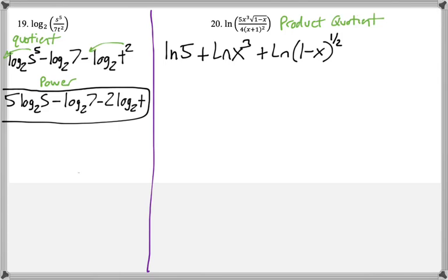And then I'm going to use the quotient rule with the terms on the denominator. So it's minus ln of 4 and then minus ln of x plus 1 squared. So then lastly, I want to bring down the powers.